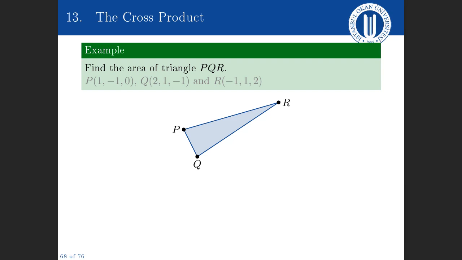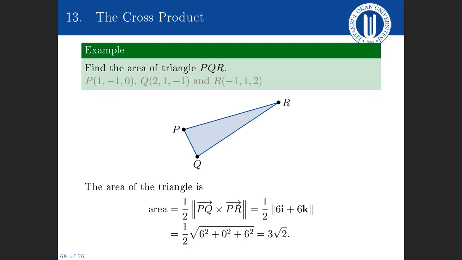Find the area of the triangle PQR. It's the same P, Q, and R that I used in the previous example. We have a formula for the area of a triangle. The area is a half multiplied by the norm of PQ cross PR. We already calculated this cross product. We already know it's 6i plus 6k. So this is a half multiplied by the norm of 6i plus 6k. And again, I leave that for you to check, is 3 square root of 2.